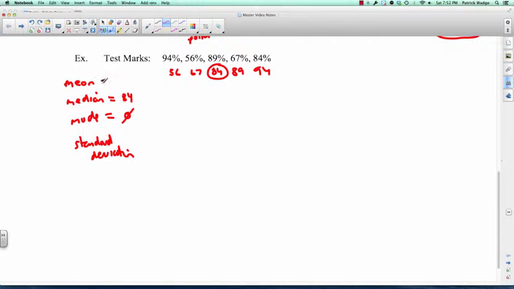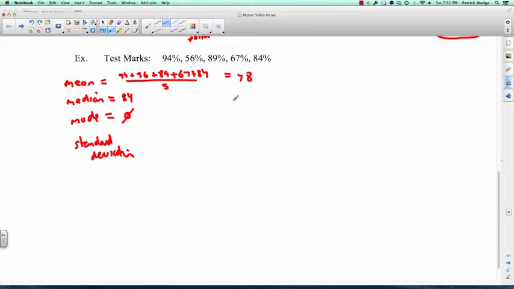And the mean is what we mean when we say average. So what we're going to do to get the mean is we're going to add these things all up. 94 plus 56 plus 89 plus 67 plus 84. And then we're going to divide by how many there are, and there's 5 of them. And if you do that, you're going to get 78.